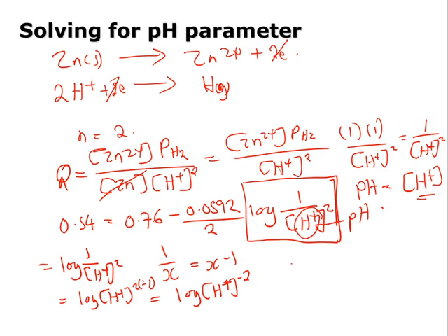Then from mathematics, you also understand that log x to the power y is equal to y log x. So if we convert our equation to this, what we get is that this will be equal to minus 2 log hydrogen concentration.